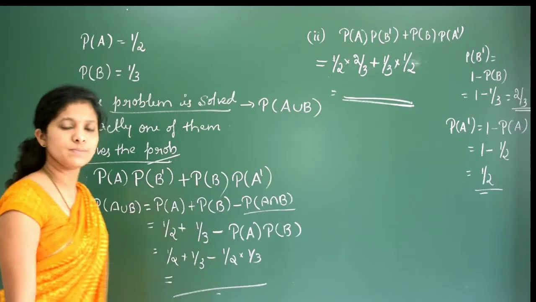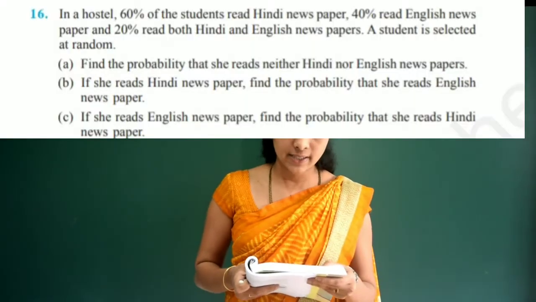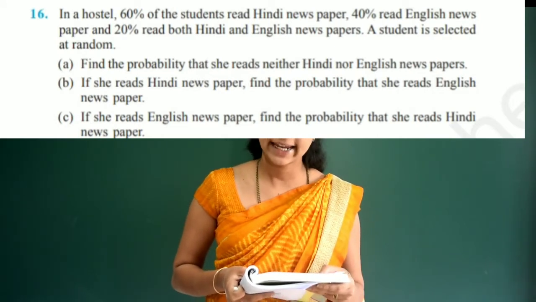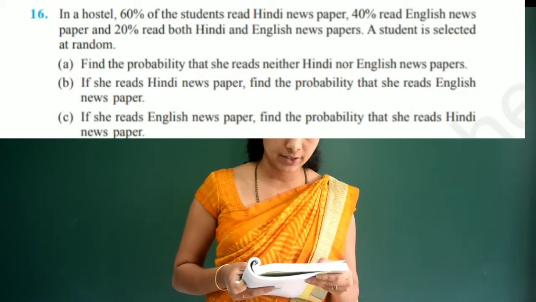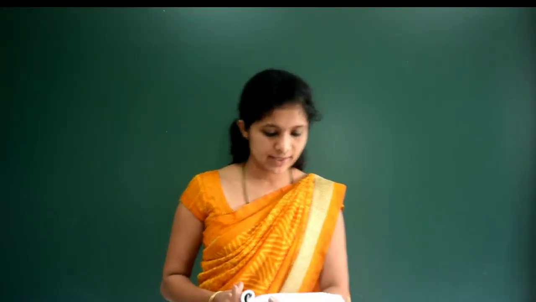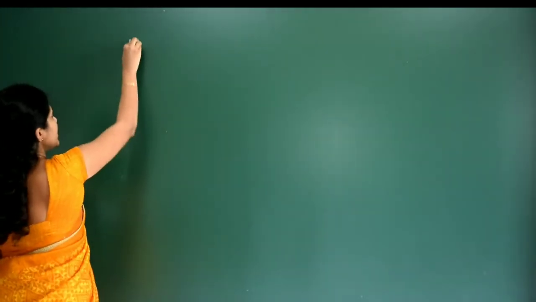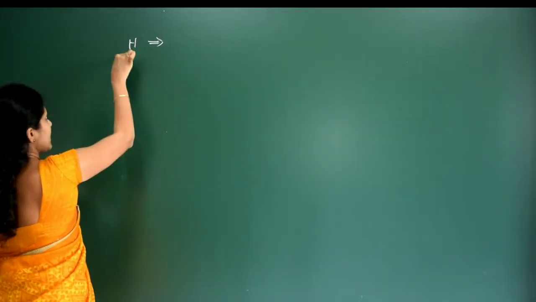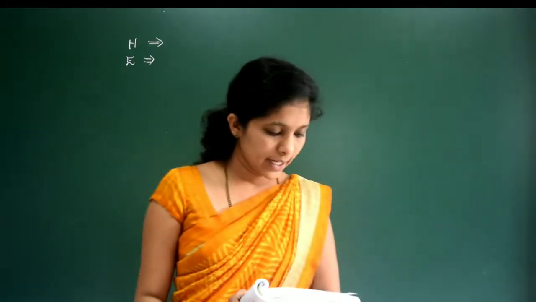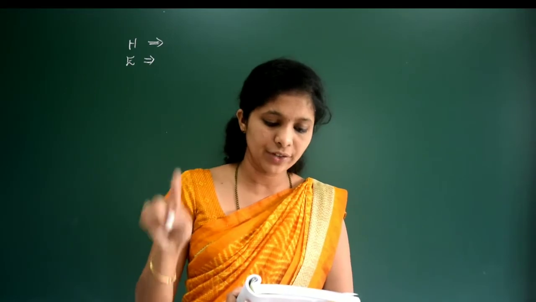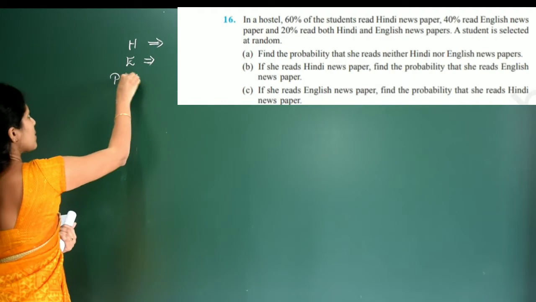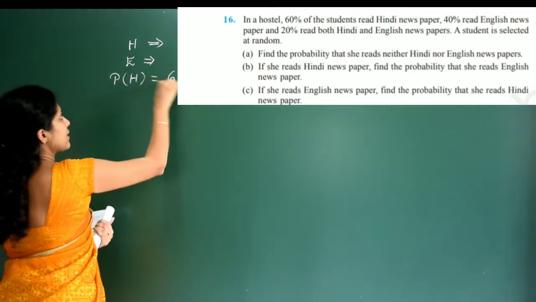Okay, complete this problem. In a hostel, 60% of the students read Hindi newspaper, 40% read English newspaper and 20% read both Hindi and English newspaper. Okay, it is given. So let us consider H as the student who read Hindi newspaper, and E as the student who read English newspaper. Now what is given? In a hostel, 60% of the students read Hindi newspaper. So probability of Hindi newspaper, probability of that will be 60 by 100, right?